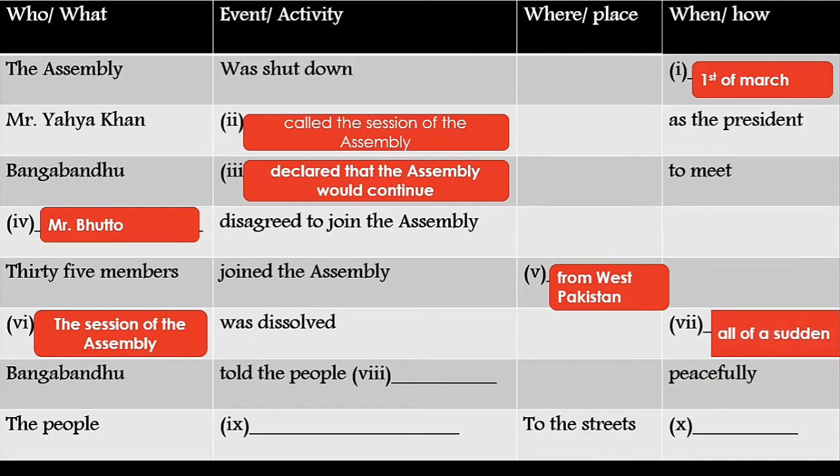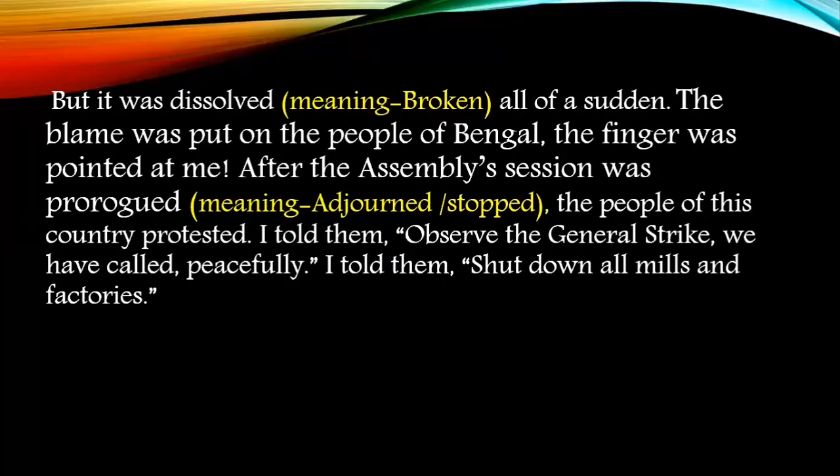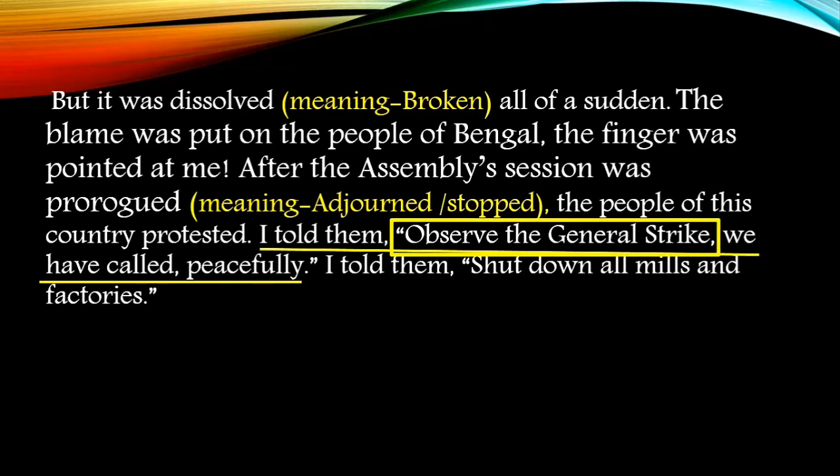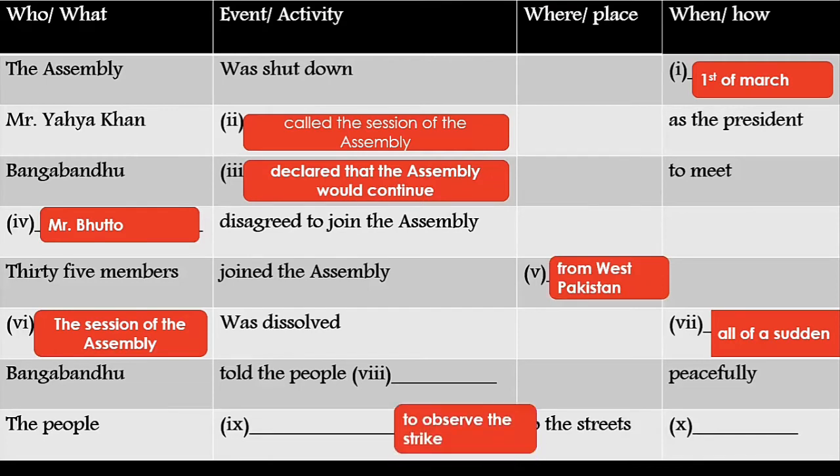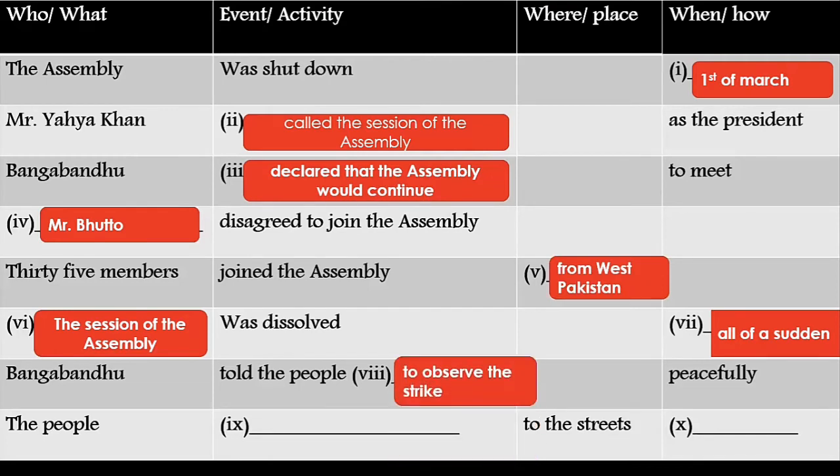Number 8. Bangabandhu told the people. Here the activity is incomplete. Bangabandhu told the people to do something. What did he say? And not only that, he told his people to do something peacefully. So let's find out that line first. I told them, observe the general strike we have called peacefully. Yes, here our answer is to observe the general strike. What he said, he told to observe the general strike. So the answer should be Bangabandhu told the people to observe the strike peacefully.